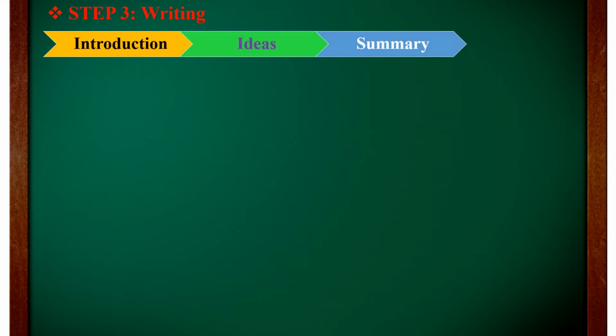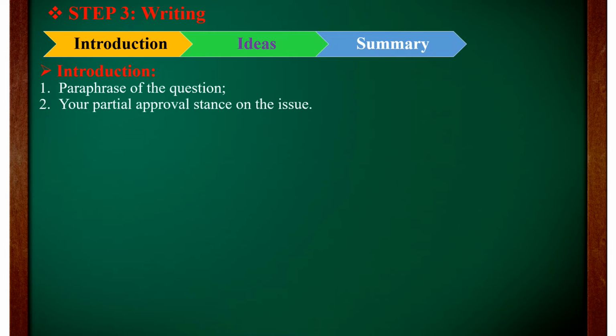Step 3, writing. Here I divided the writing task into 3 sections: introduction, idea, and summary. First, let's begin with the introduction. To utilize time efficiently, your introduction should be merely a paraphrase of the question and your partial approval stand on the issue. Let's learn how to write a straightforward introduction altogether.